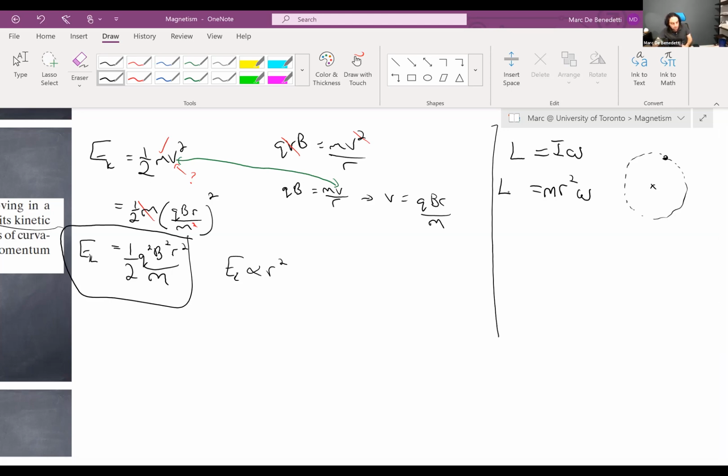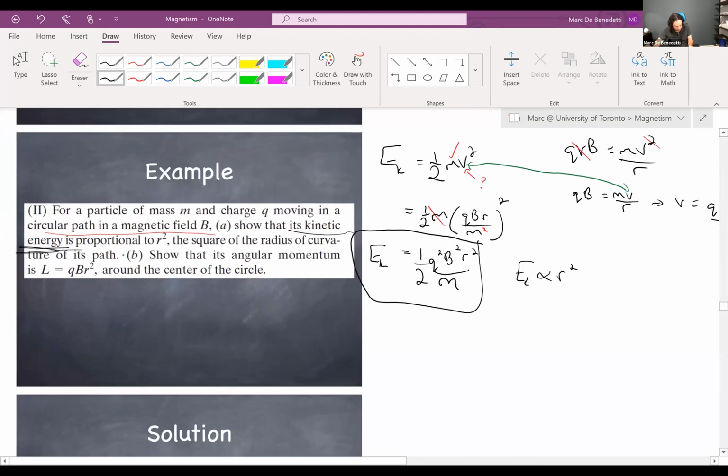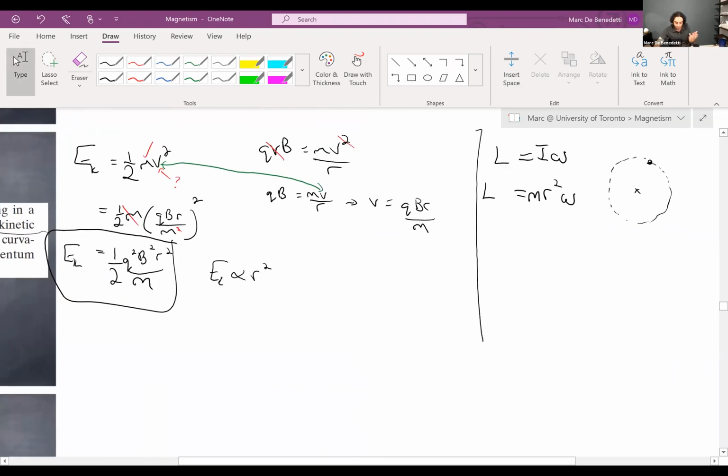Do we know m? Yes. Do we know r? Yes. I mean, it's clearly a function of r. What don't we know? We don't know omega. So again, now you have to remember what omega means. Omega is angular velocity, again, from 136. That's a prerequisite for this class. So we know V equals R omega, which means omega is going to be V over R.